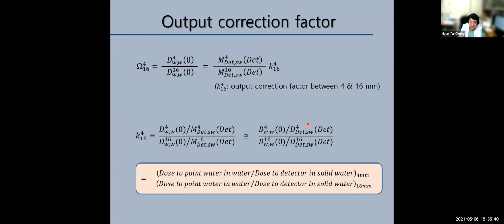And this definition is just like the MSR correction factor. It is the ratio of the ratios of dose to point water and measured quantity. Under the same assumption, the measured quantity is always proportional to the observed dose to detector with the same proportional coefficient. We can use this formula to calculate the output correction factor. So in this case, the meaning of the output correction factor is like this. There is a relation between the observed dose to detector in solid water, because this is Gamma Knife, and it is converted to dose to point water in a water phantom. This relation can be different for 4 millimeter and 16 millimeter. This difference is the output correction factor.